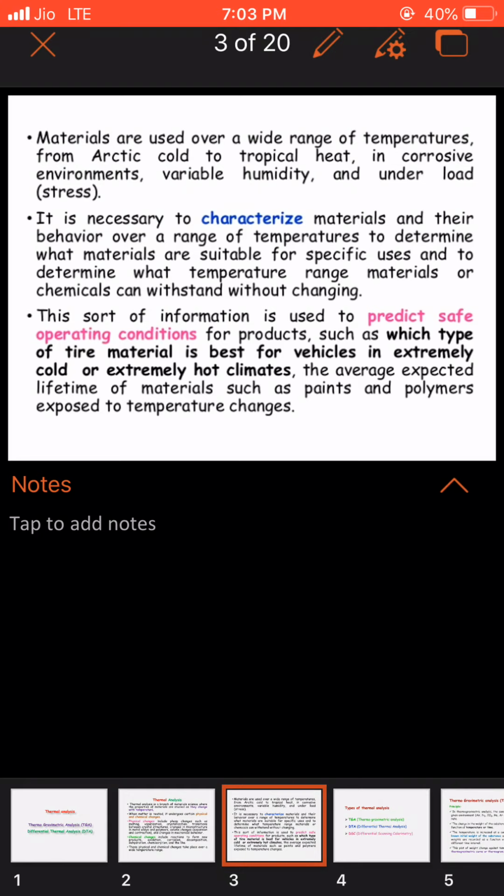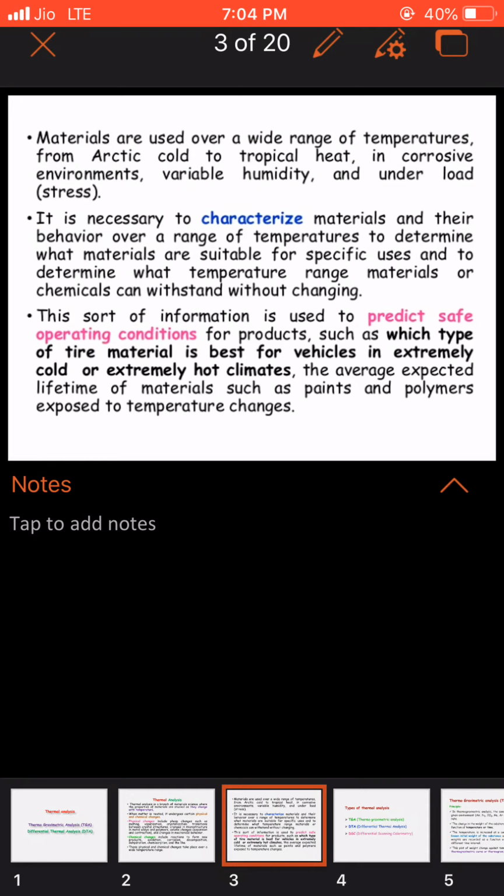For example, Mumbai might be highly humid. Bhopal may not be that much humid. So humidity changes also occur depending on the regions. So the materials should be prepared in such a way that those materials can be utilized in every part of the world, wherever it is needed. And that is why we need to study properties of materials, and thermal properties of materials are much more important.